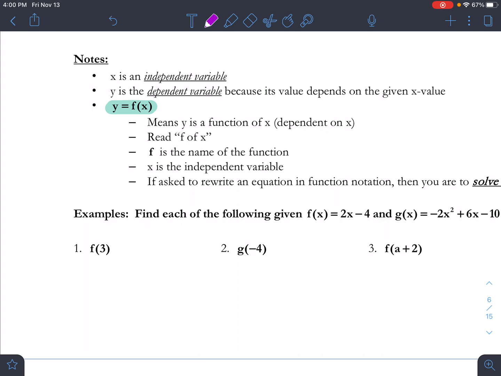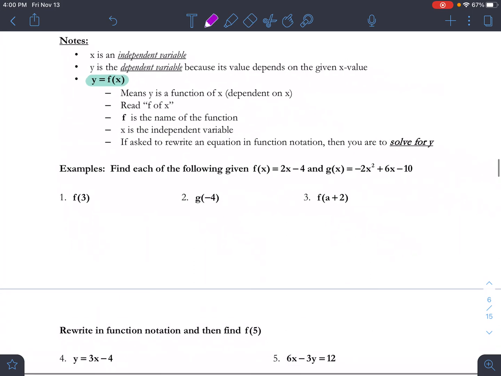Okay, so you might have like h of t, like we talked about a little bit last time, for height. So you could say height as a function of time. All right, so we'll talk about this a little bit more and get used to seeing that. And again, we say f of x, we don't say fx. All right, if you're asked to solve for it or rewrite it, you're just going to solve for y.